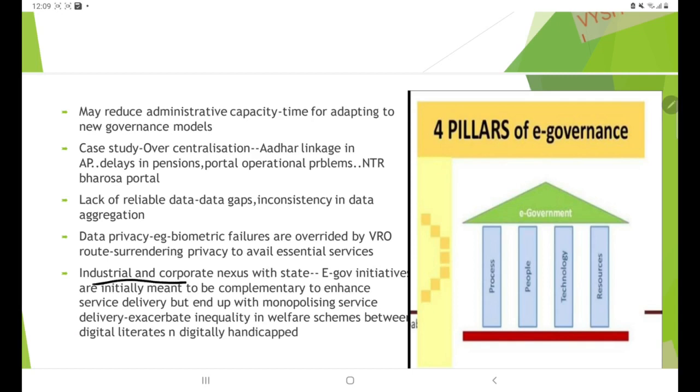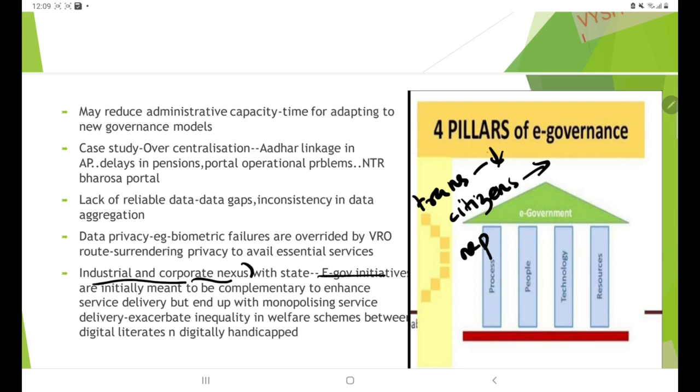See, already the state is having an opaqueness. The transparency level in India is very low. So added to that, when the common citizens themselves are not aware of the schemes of government, the industrial and corporate nexus, nepotism, corruption, etc. becomes a matter for the state and for the citizens.